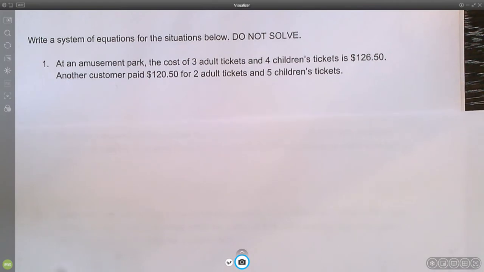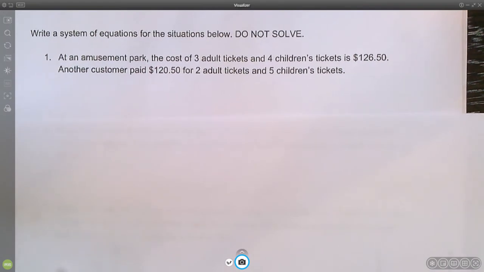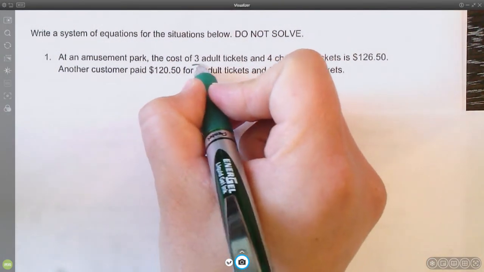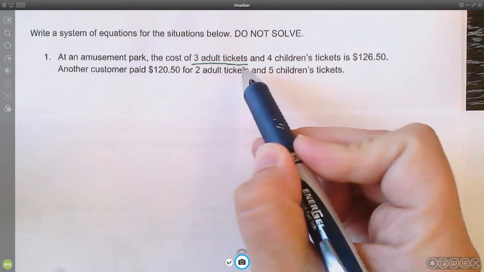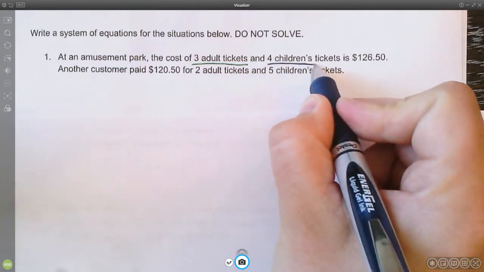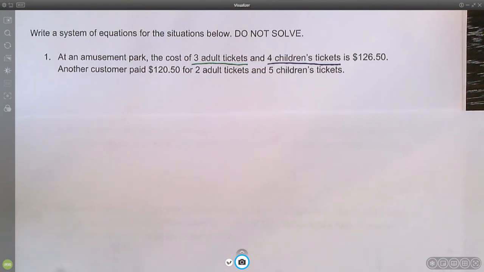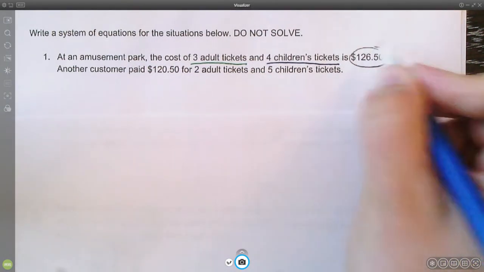Okay, so here's our first problem. At an amusement park, the cost of 3 adult tickets and 4 children's tickets is $126.50. Another customer paid $120.50 for 2 adult tickets and 5 children's tickets. So I always like to go ahead and underline the stuff that's important. So we have 3 adult tickets, we have 4 children's tickets, and that cost is this.